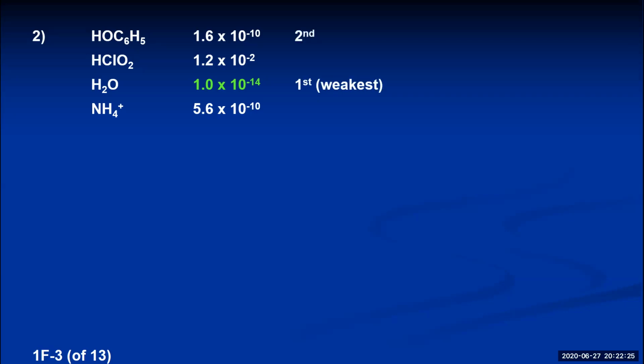When water acts as an acid, the reaction is water plus water yields hydronium plus hydroxide. And the equilibrium constant for that reaction is known. It's 1.0 times 10 to the minus fourth. So comparing that with all of the other Kas, whichever acid has the smallest Ka value, that's going to be the weakest acid. And so therefore, water is the weakest acid out of these 4.